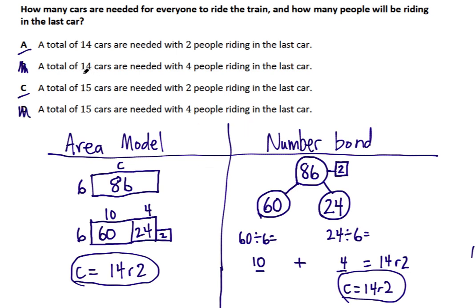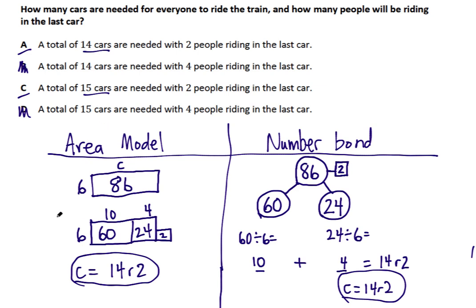So do we need 14 cars or... Oh, I underlined the wrong one. Sorry. Do we need 15 cars or do we need 14 cars? Is it going to be A or C? Now, keep in mind, these 14 cars are completely full of people. There are 6 people riding in all 14 cars, and remainder 2 means 2 people are left over that are not in a car yet. So, do they need to run 15 cars or do they need to run 14 cars?